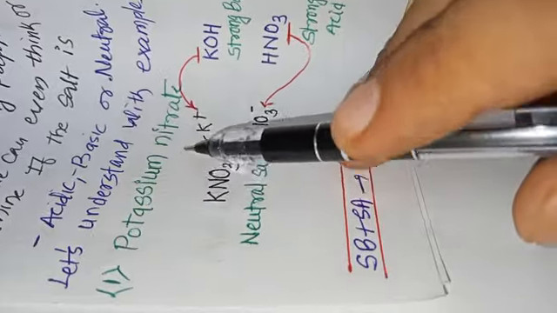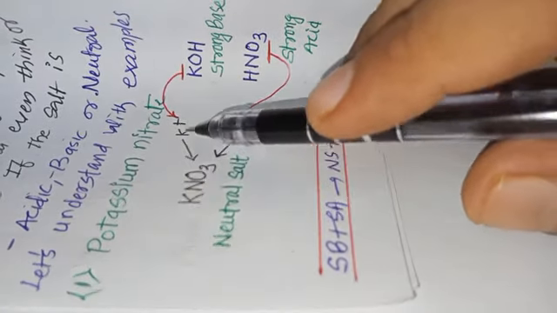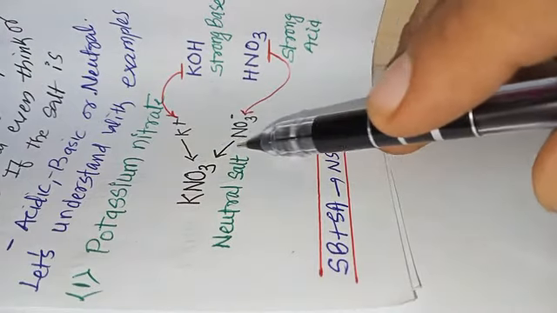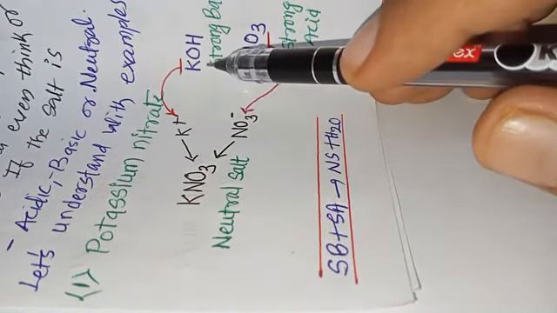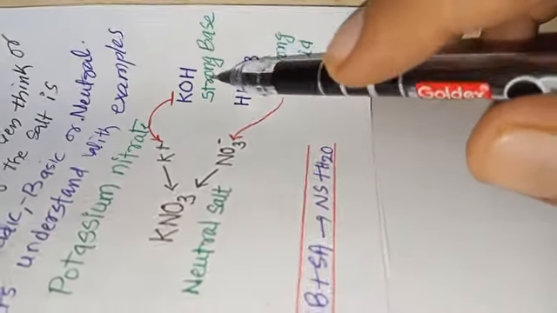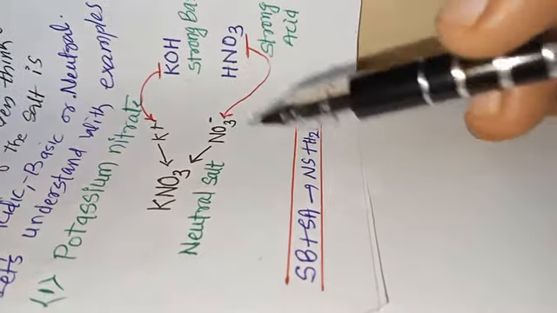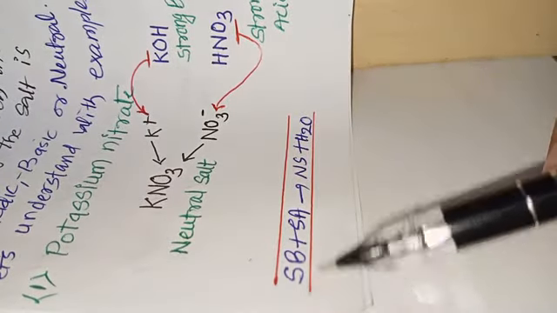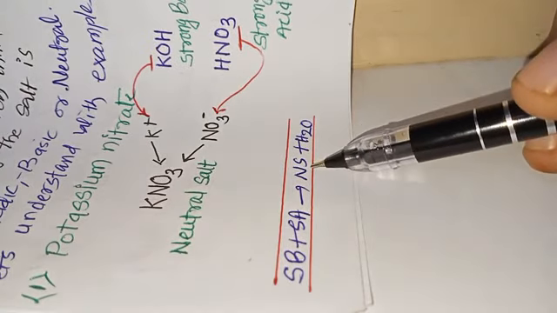Let's think of first the potassium nitrate. Potassium nitrate is KNO3, that has the K plus potassium ion and NO3 minus nitrate ion. The K plus potassium ion comes from KOH and the NO3 minus comes from HNO3. KOH is a strong base and HNO3 is a strong acid, and that is why this is the combination of strong base and strong acid, and that is why potassium nitrate is a neutral salt. This is how we can easily understand.